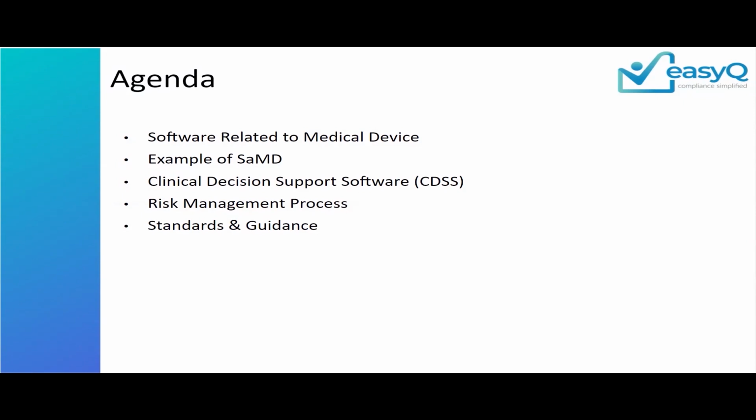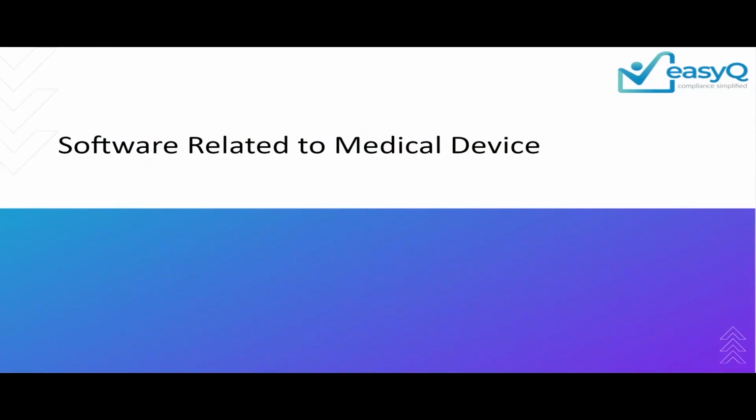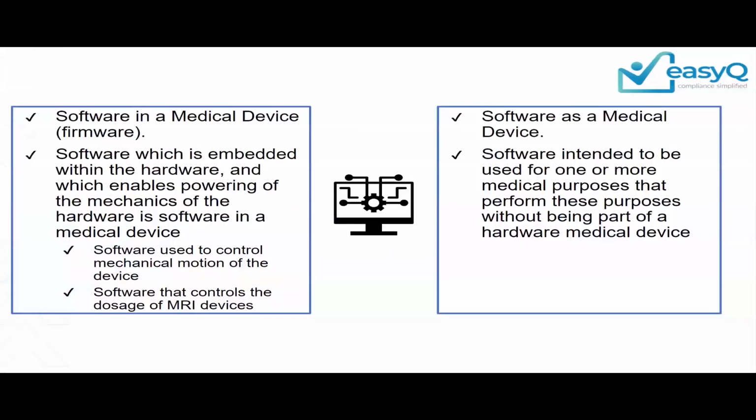Okay. So software related to medical devices, there are primarily two different types of software. One is what we call software in a medical device, and the other is software as a medical device. What is software in a medical device? In the simplest way, it is nothing but your firmware. The software which enables the motion of hardware or enables the functionality of a hardware is what we call software in a medical device. Again, the simplest word is firmware.